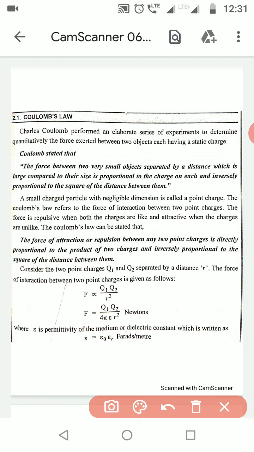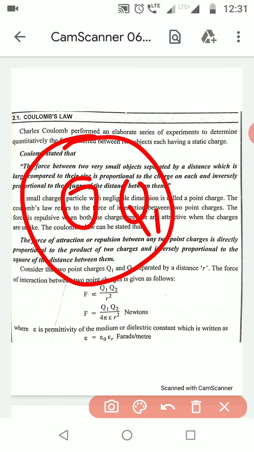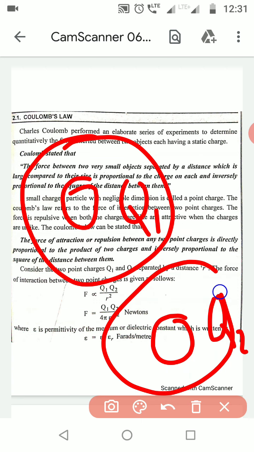Now, if we place a charge of value q1 here, there will be an electric field around it. If you place another charge of value q2, there will also be an electric field around it. Now we are going to place both these charges together with a distance of value r. Then there will be a force between these charges. That force is explained by Coulomb's law.